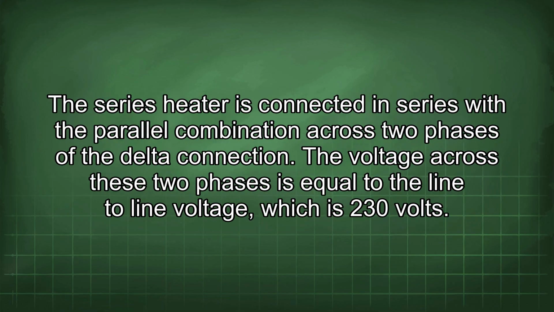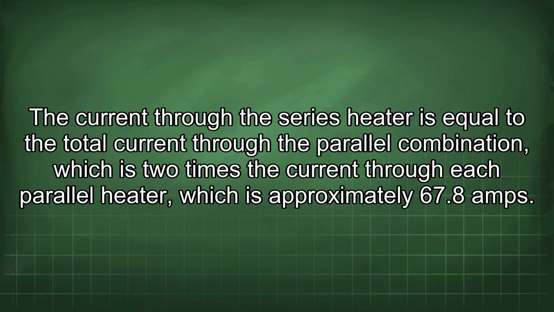The series heater is connected in series with the parallel combination across two phases of the delta connection. The voltage across these two phases is equal to the line-to-line voltage, which is 230 volts. The current through the series heater is equal to the total current through the parallel combination, which is 2 times the current through each parallel heater, which is approximately 67.8 amps.